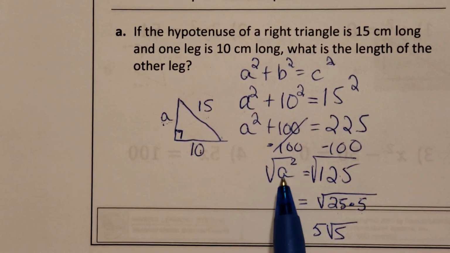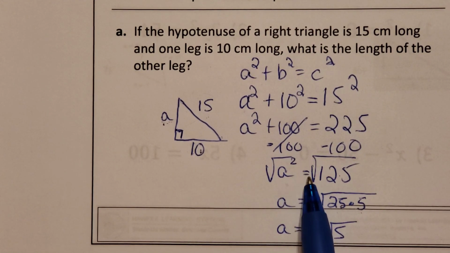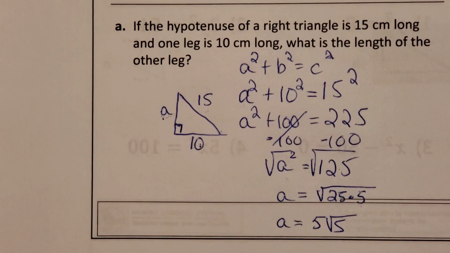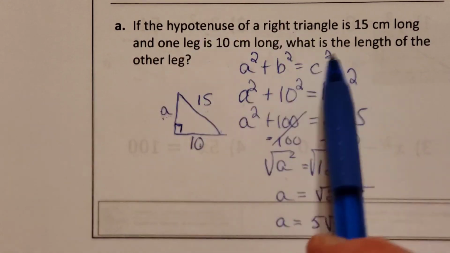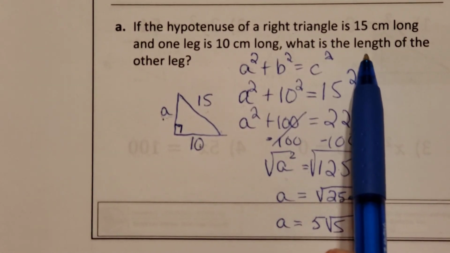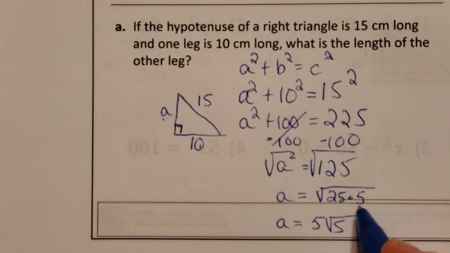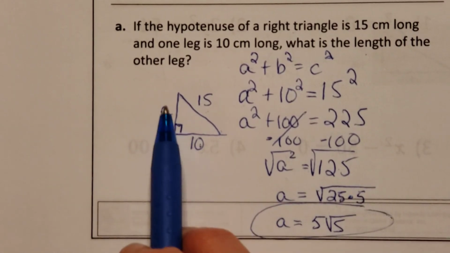Now remember earlier when I told you when we do the radical on the right side of the equal sign, we would automatically do the positive and negative. So normally that is true, but this is a real world word problem. And since a length can never be negative, that means our only answer is positive. So this leg is 5 square roots of 5 centimeters long.